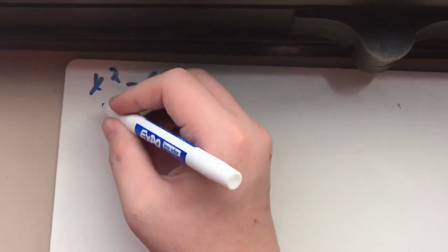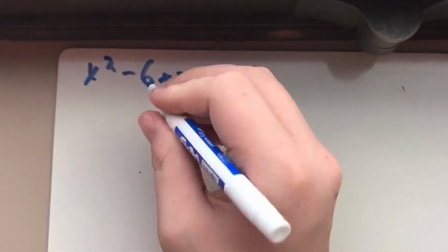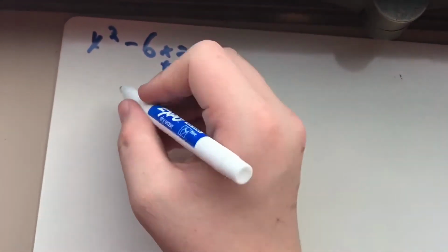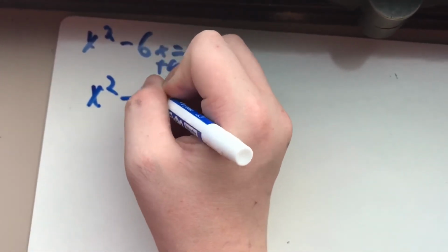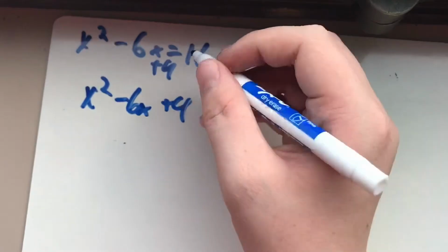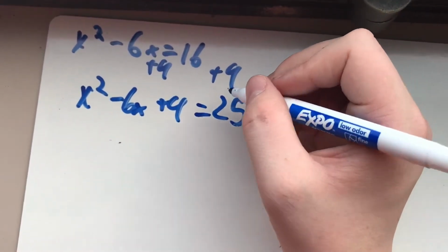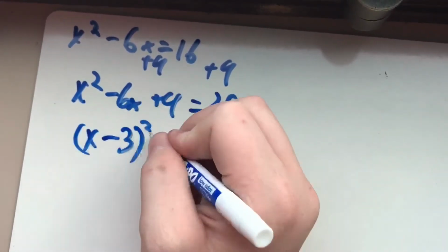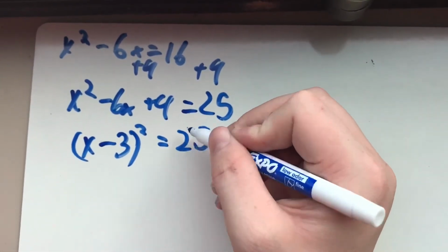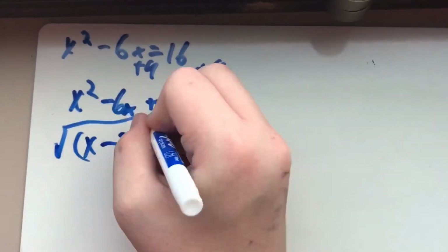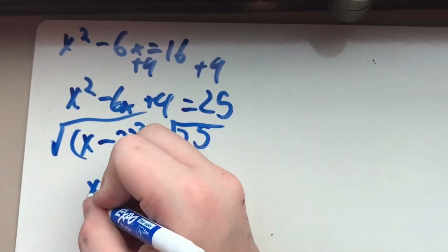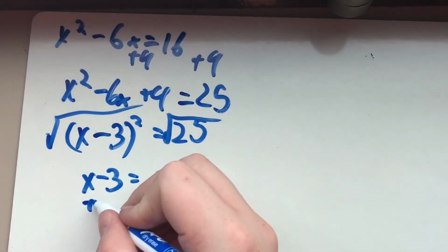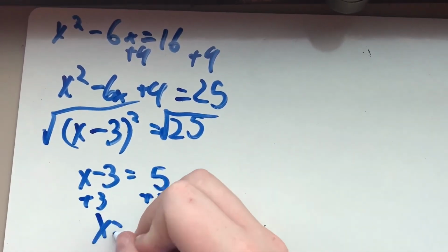Set up the equation, add b divided by 2 squared, which is 9, so plus 9 on both sides. So x squared minus 6x plus 9 equals 25. x minus 3 squared equals 25. Square root both sides. x minus 3 equals 5. Plus 3 on both sides. x equals 8.